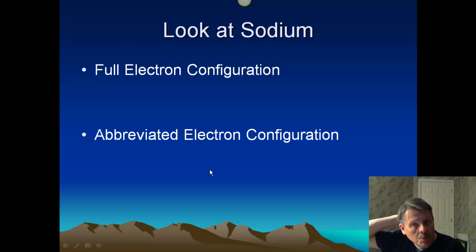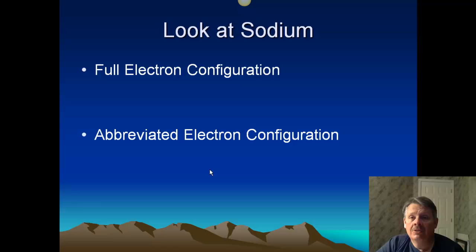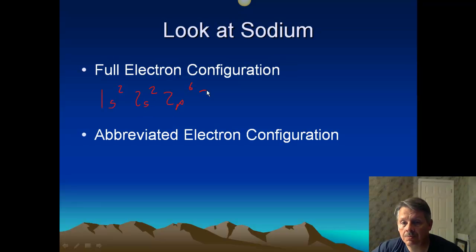So the noble gases are very important, and that's what we base things on. They all end in p6, except for helium, but we're not going to worry about helium right now. The bottom line is we can use those as we look towards what other electron configurations are out there, because the electron configuration for neon never, ever changes. So, let's look at sodium. Sodium is number 11. And so let's look at the full electron configuration: 1s2, 2s2, 2p6, 3s1.